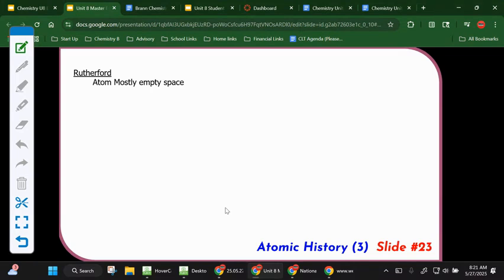Rutherford said the atom was mostly empty space. He did what was called a gold foil experiment. And he fired positively charged alpha particles at a thin sheet of gold foil. And he found that a lot of these alpha particles went right straight through and didn't touch a thing. Right straight through, did not touch a thing. So he said, well, the atom has to be mostly empty space.